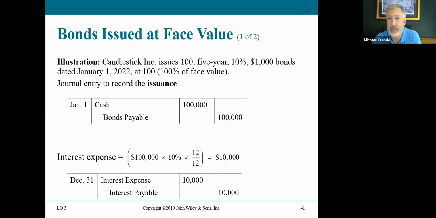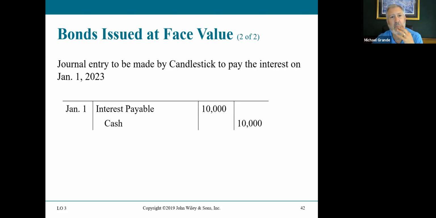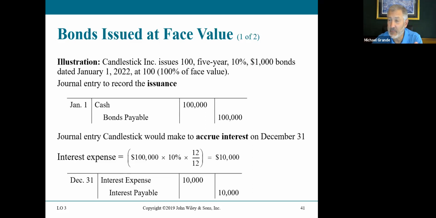At the end of the first year, again, we've got to put interest expense in the correct period. The bond was issued at face value, so therefore we can use the contractual interest rate: debit interest expense, credit interest payable. It's an adjusting journal entry. Journal entry to be made by Candlestick to pay the interest the following day. You've got to put the adjusting journal entry on the previous slide, which puts the interest expense in the correct accounting period.